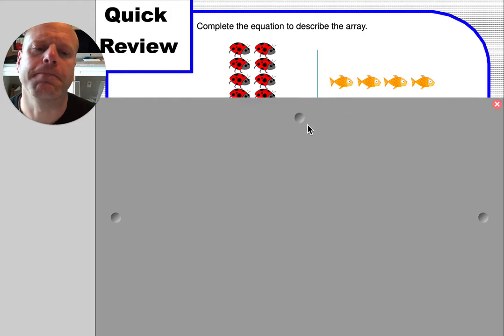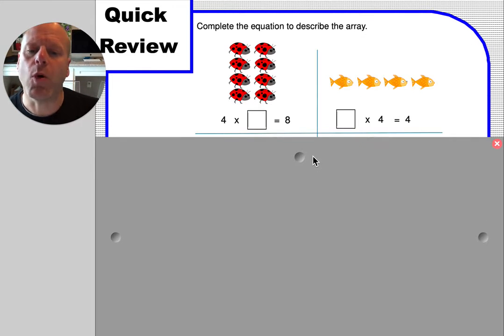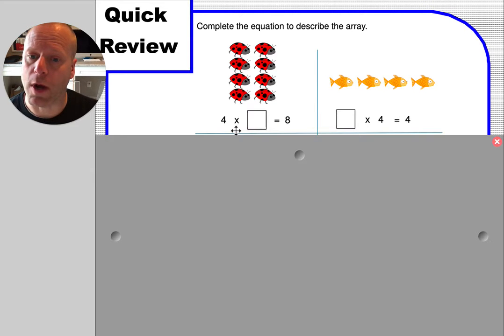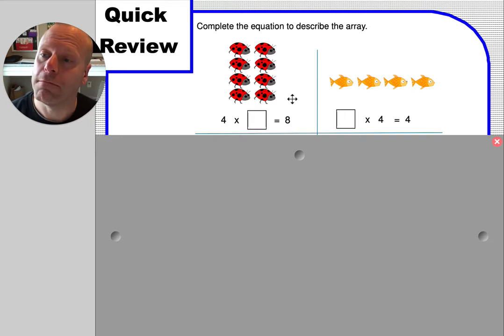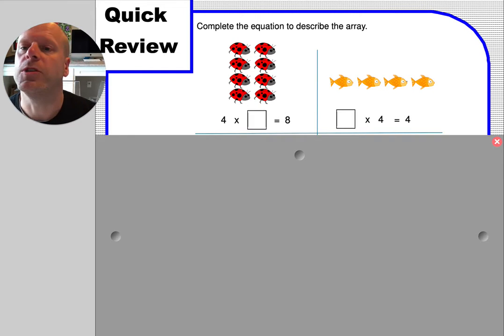Let's take a look. So here are two equations. There's one, 4 times something equals 8, and then 1 times 4 equals 4. Here is the array. So the first thing I'm going to ask you is there are 4 of something here. There are 4 groups of 2. There are 4 twos, 2, 2, 2, and 2. Do you see them? I'll put them there just in case you don't.